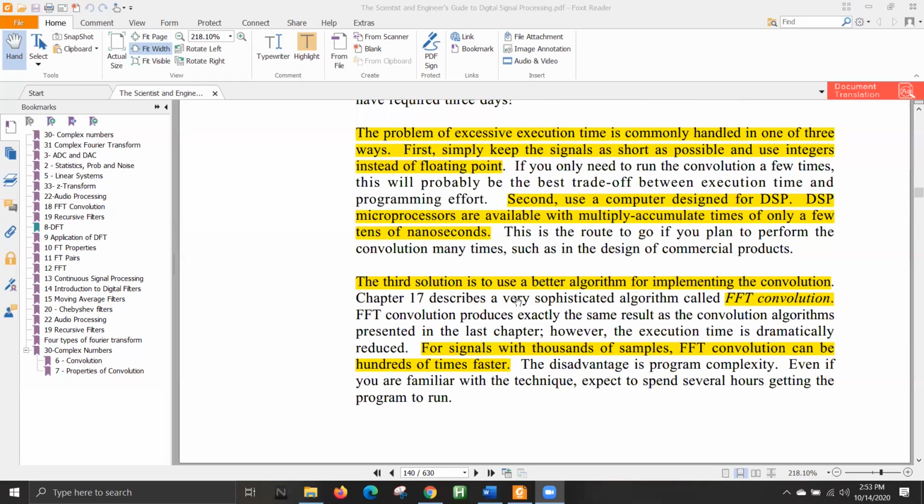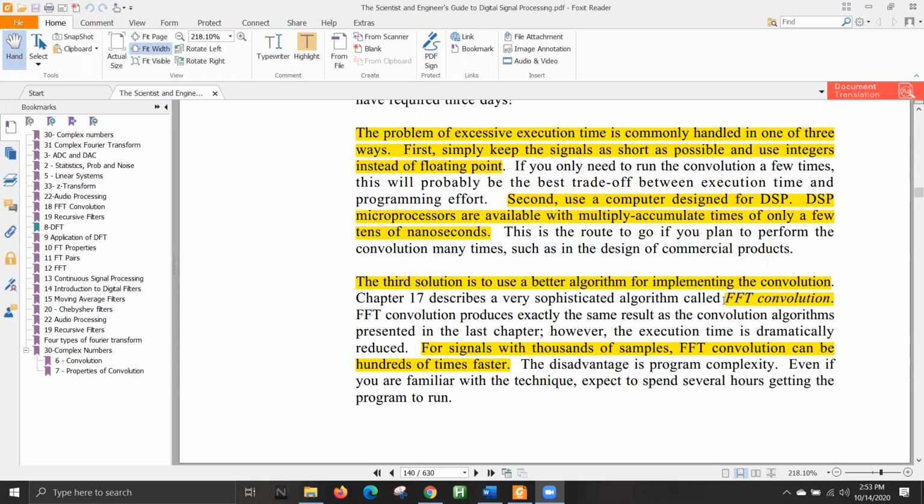And the third solution is to use a better algorithm for implementing the convolution. Instead of using the output side and input side algorithm for convolution, even though that is useful, we can implement it for small convolution or for doing pen and paper work. But for large signals, you cannot execute the whole loop like that. So for that, we have some specially built algorithms.